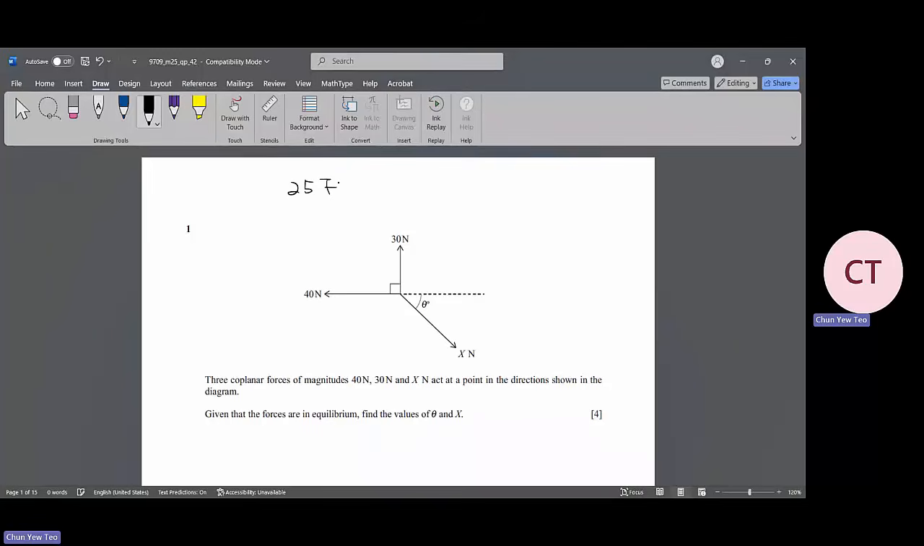2025, February, March, paper 42. Okay, so let's take a look at the first questions.